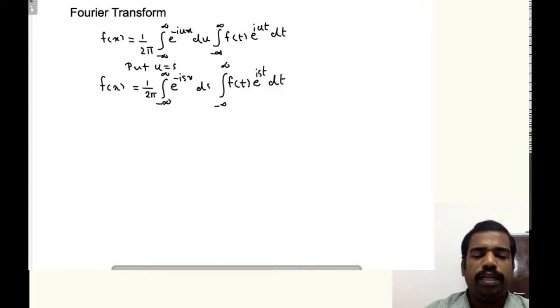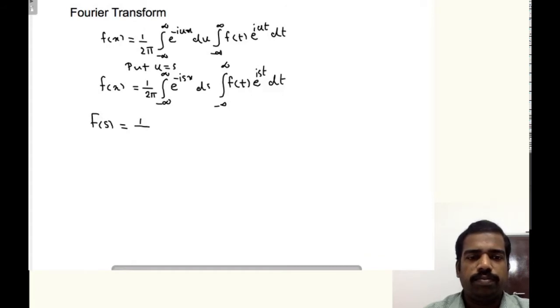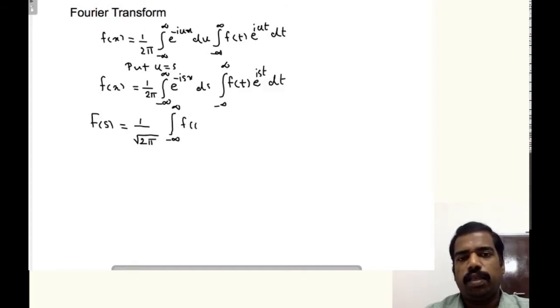Then we give a substitution: f of s equal to 1 by root 2 pi, integral from minus infinity to plus infinity of f of t e raised to ist dt, in equation 1.